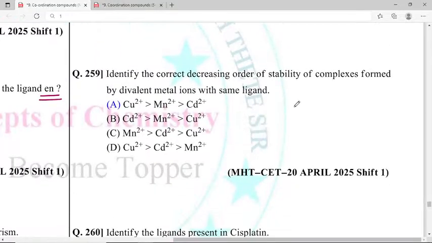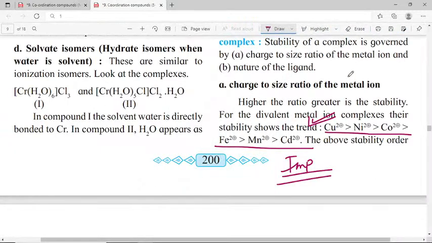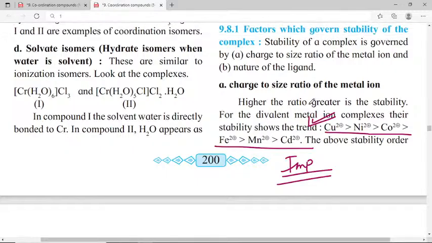Identify the correct decreasing order of stability of the complex: copper, manganese, cadmium. Same question asked on this point. Higher the charge to size ratio of the metal ion, greater is the stability.